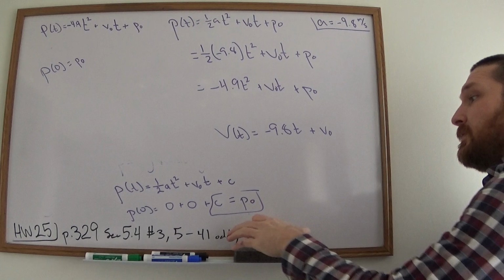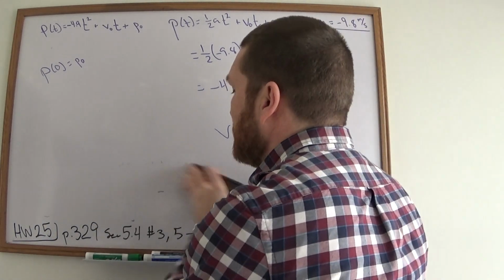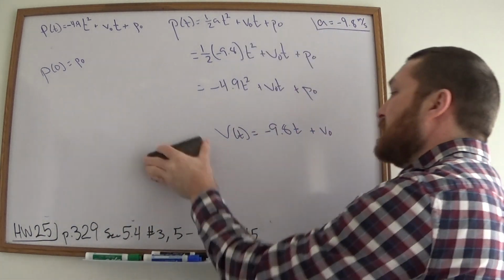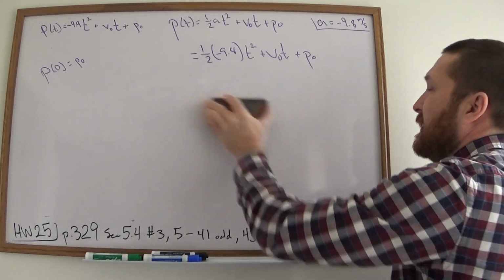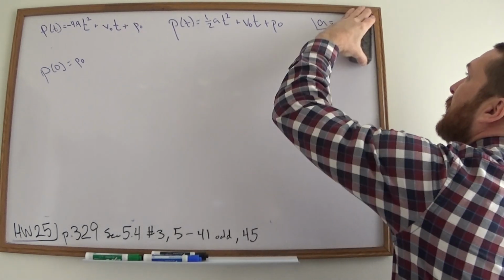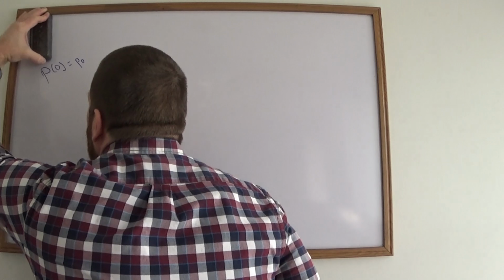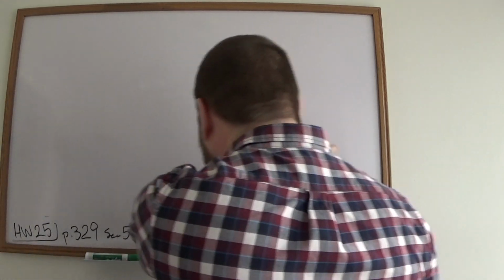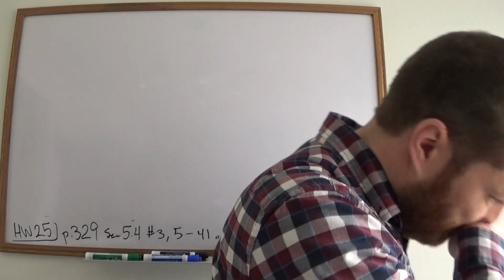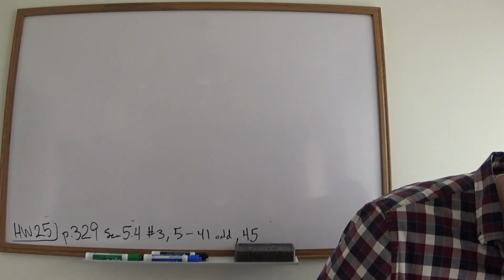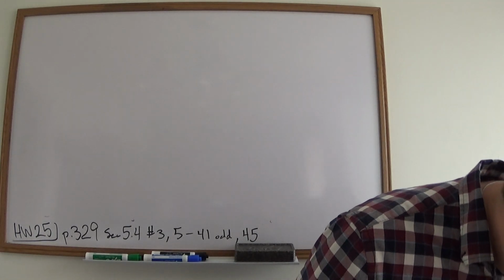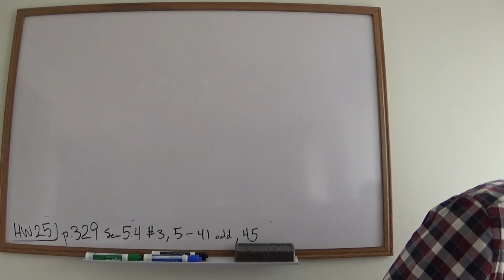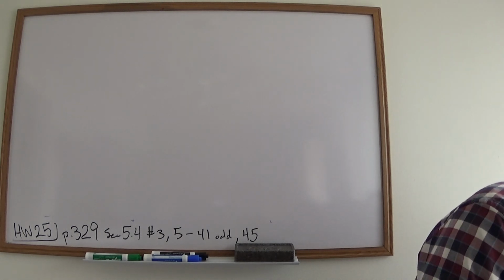Because acceleration is the derivative of velocity, and velocity is the derivative of position. So you take the antiderivative of acceleration, you get velocity, you take the antiderivative again, and there you go. So there's that. Now let's do a ton of examples. Let's see how we're doing on time. Oh yeah, we're good.